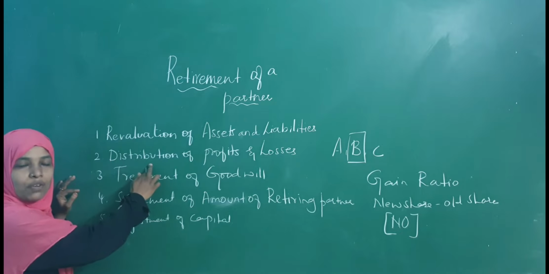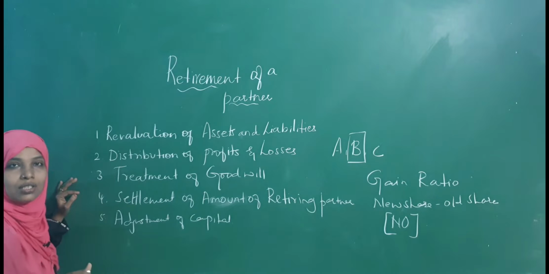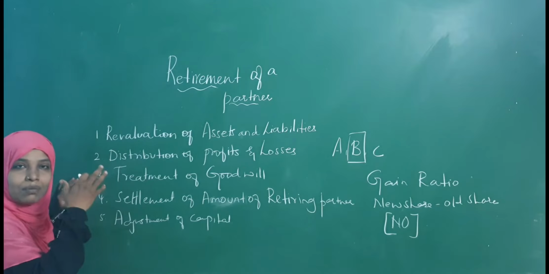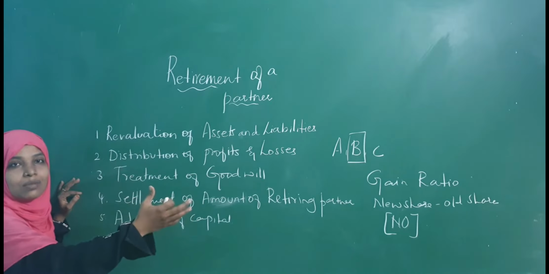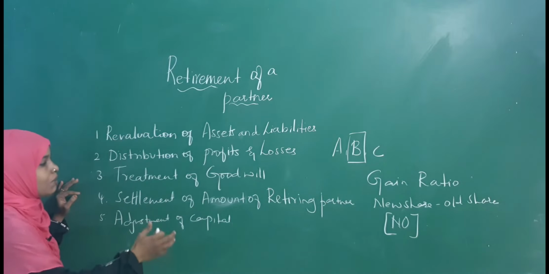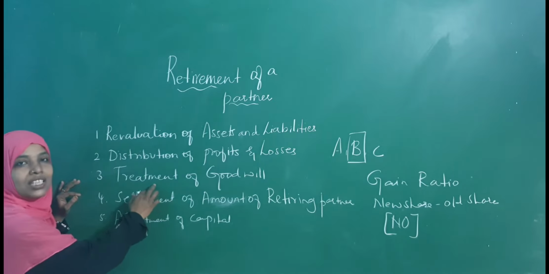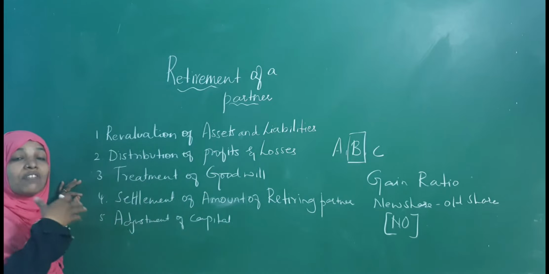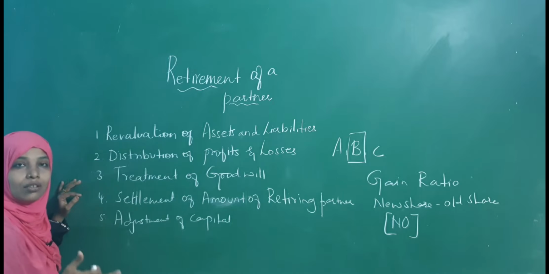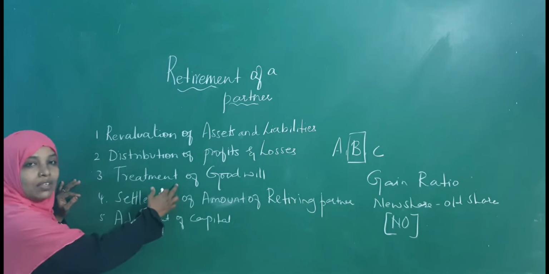Then distribution of profit and loss. The purpose of doing revaluation account is to know whether it is a profit or loss. Profit comes on the debit side, loss comes on the credit side. Vice versa, you have to transfer it to the partners' capital account. Treatment of goodwill. This concept of goodwill is very important in retirement of a partner because you have cases in goodwill: when it is retained in business, when it is written off, when the firm's goodwill is there. Separate treatment is there when you deal with goodwill.